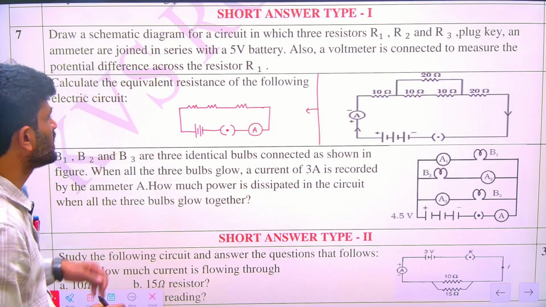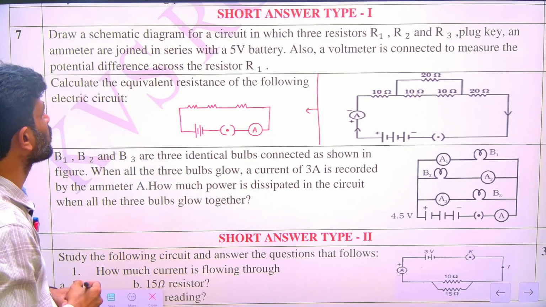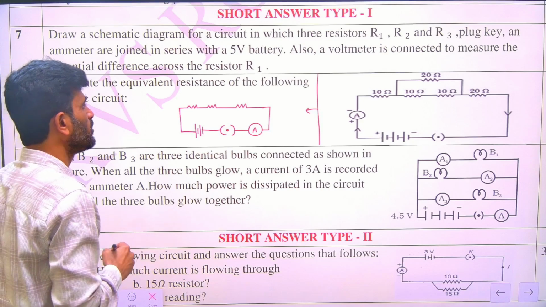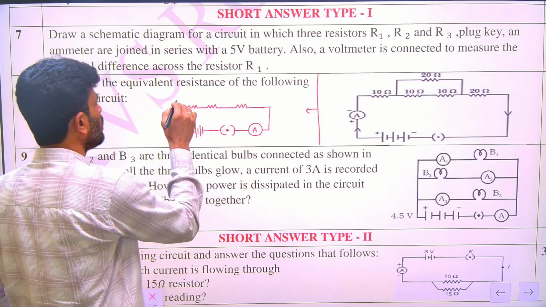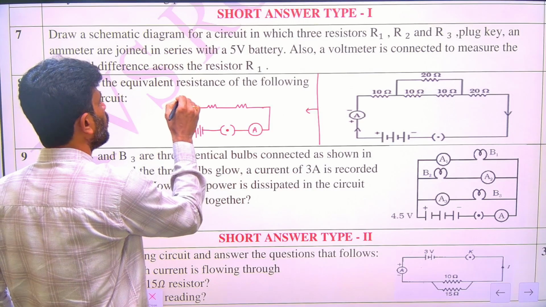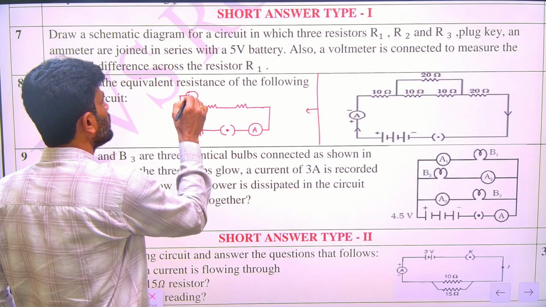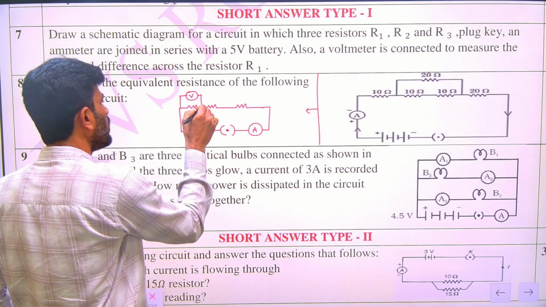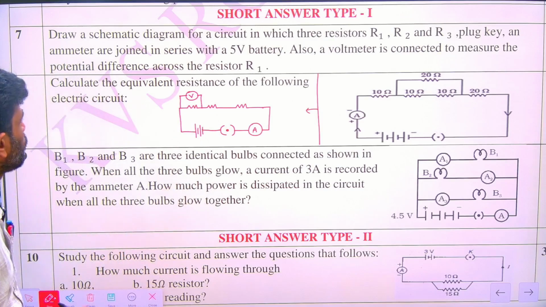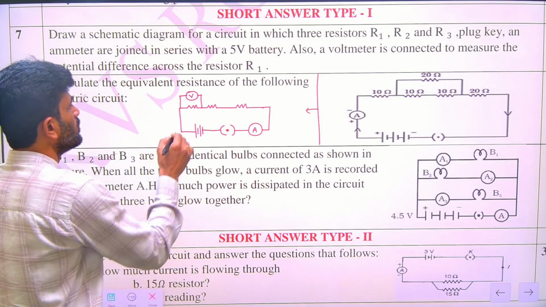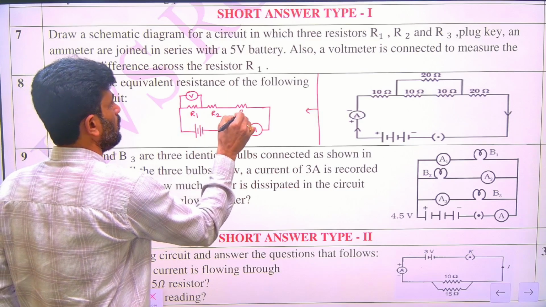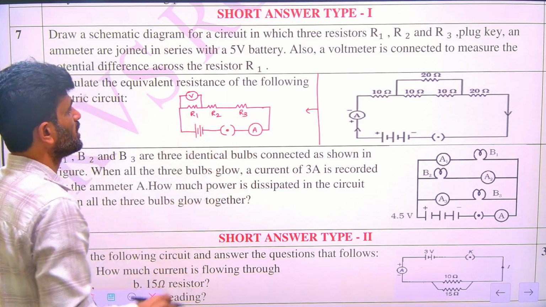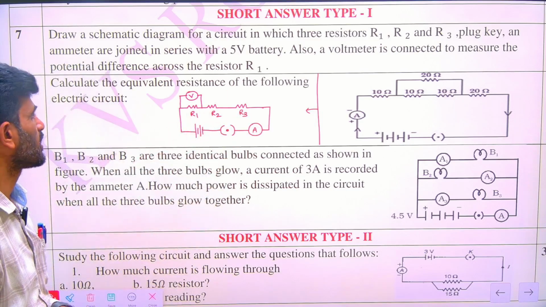But they mentioned one voltmeter also across R1. The voltmeter should be connected in parallel. It is very important. Remember, ammeter in series, voltmeter in parallel. So the voltmeter in parallel with R1, because we want to measure the potential difference across R1. So I am writing this is R1, R2, R3. All the three resistors are connected in series.